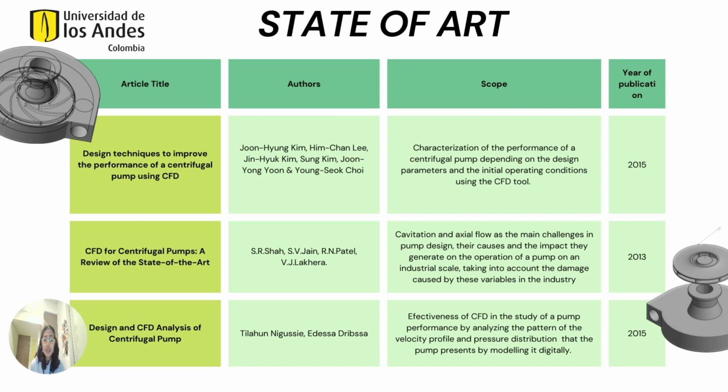Additionally, the article CFD for Centrifugal Pumps: A Review of the State of the Art was reviewed, which allowed us to understand the scope that explained cavitation and axial flow as the main challenges in pump design, their causes, and the impact they generate in the operation of a pump on an industrial scale, taking into account the damage caused by these variables in the industry. Finally, the article CFD Design and Analysis of a Centrifugal Pump was reviewed in order to understand the effectiveness of CFD in the study of the performance of a pump by analyzing the pattern in the speed profile and pressure distribution that the pump presents by modeling it digitally.